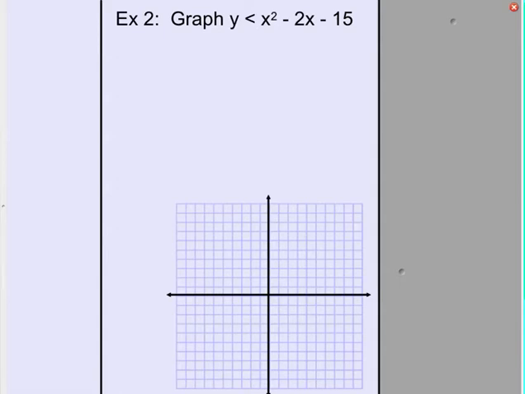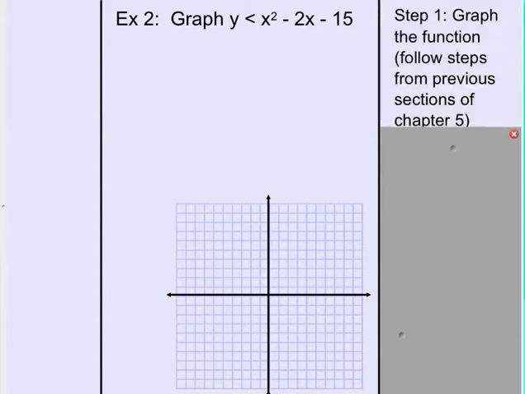Our second example is graphing a quadratic inequality that is in standard form. So we might have to remember a bit more information than we needed to on our first example that was in vertex form. So first we're going to find the axis of symmetry. And remember that's x equals negative b over 2a.